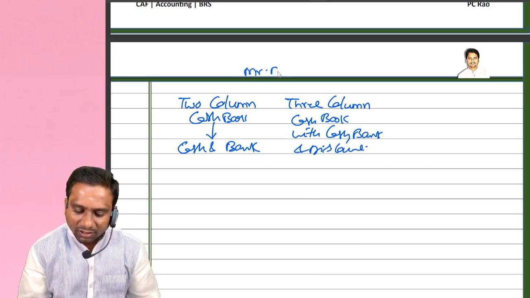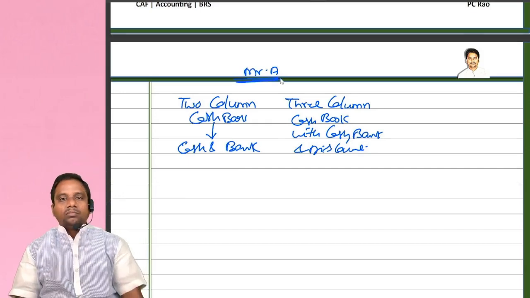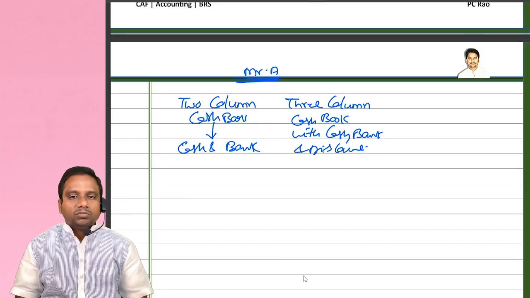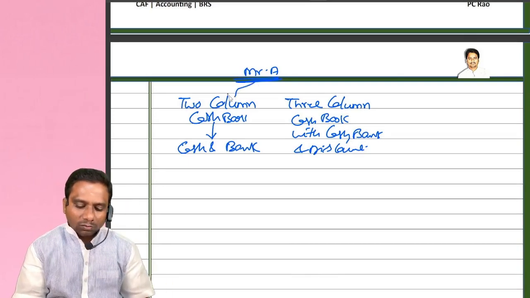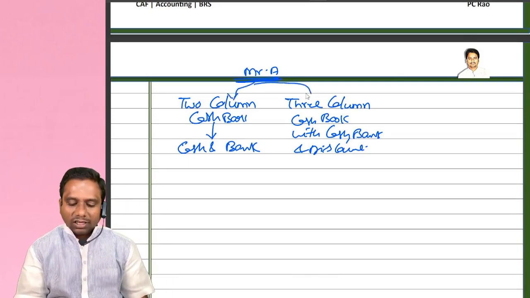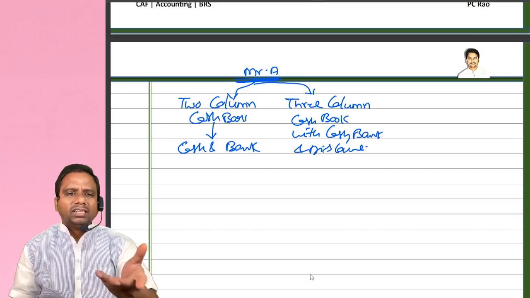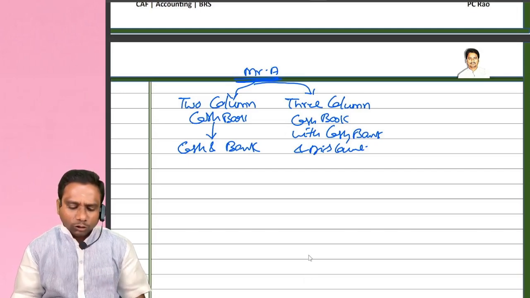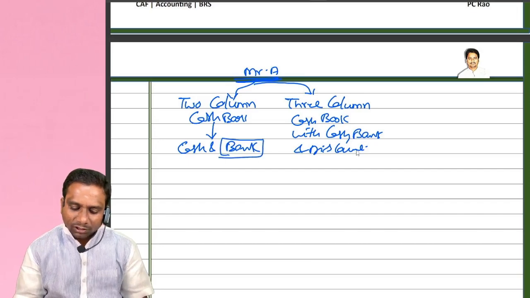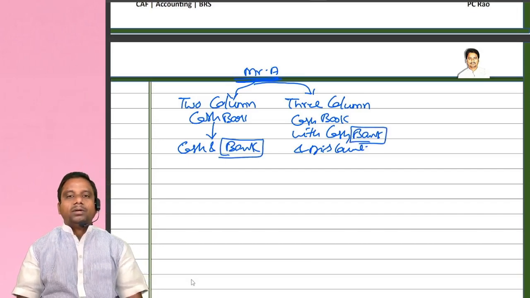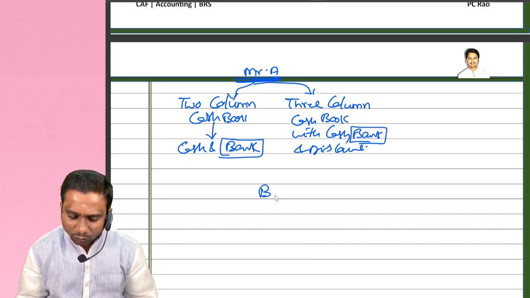This is from Mr. A's point of view. Whenever we transact with the bank, he will record it either in a two column cash book or in a three column cash book, whatever cash book he maintains. But it should have a bank column. Do remember.